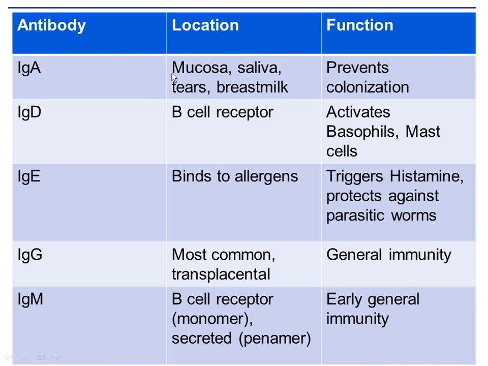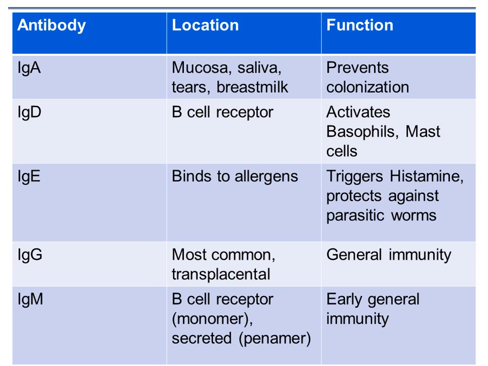IgA is found in mucosa, so mucous membranes. It's also found in saliva, tears, and breast milk. So it's transmammary, crosses the mammary glands. It prevents colonization of bacteria. So the fact that immunoglobulin A is sitting on the mucosa helps prevent bad bacteria from growing on our mucosa.